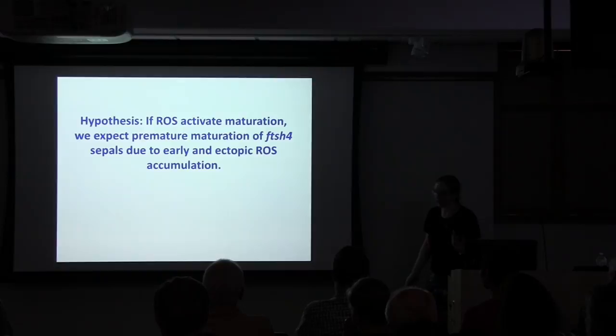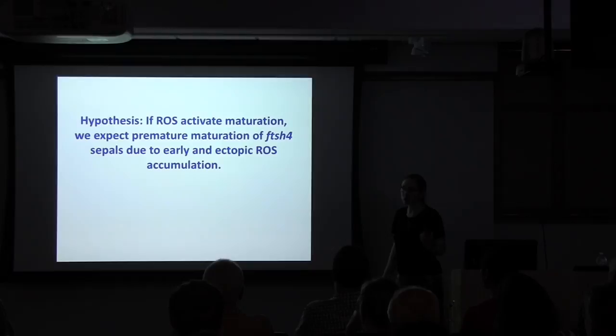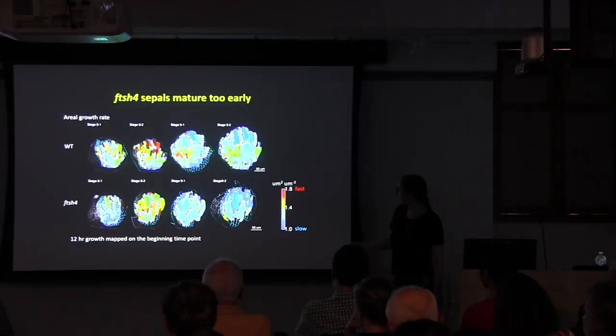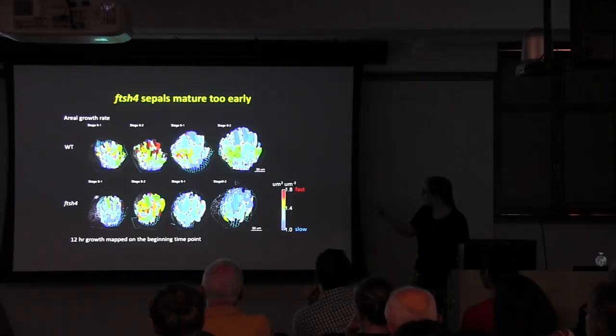So we can ask, is ROS a mechanism of maturation? And to ask this, what we should see in the mutant is that the mutant matures early. And that's exactly what we see. So we've got wild type. You can see that it's just starting to mature from the tip, whereas the mutant is blue pretty much throughout the sepal at these later time points.